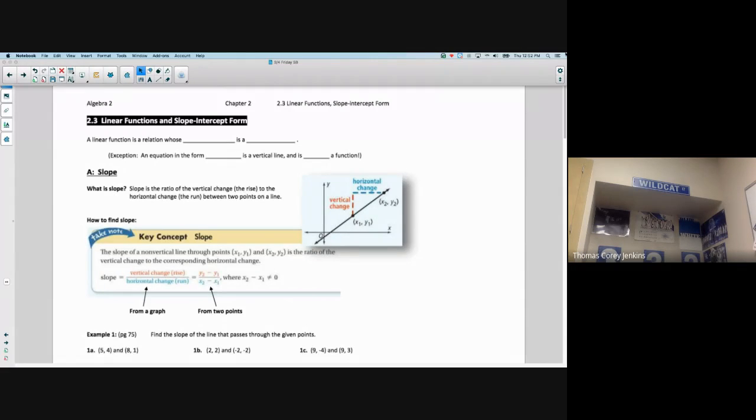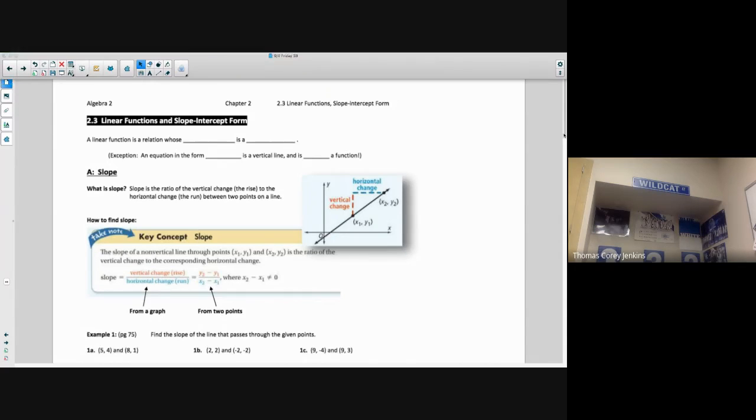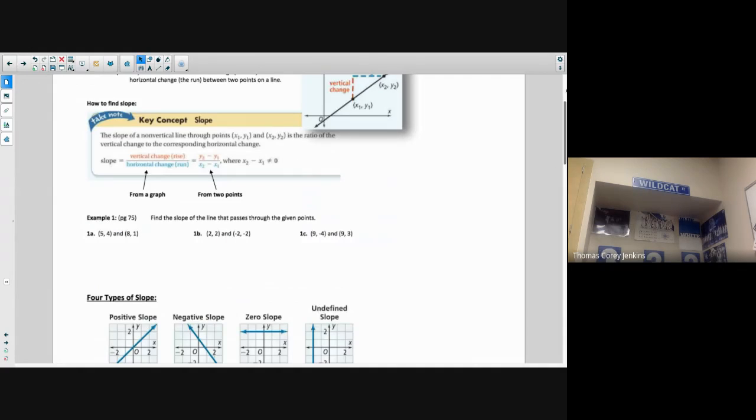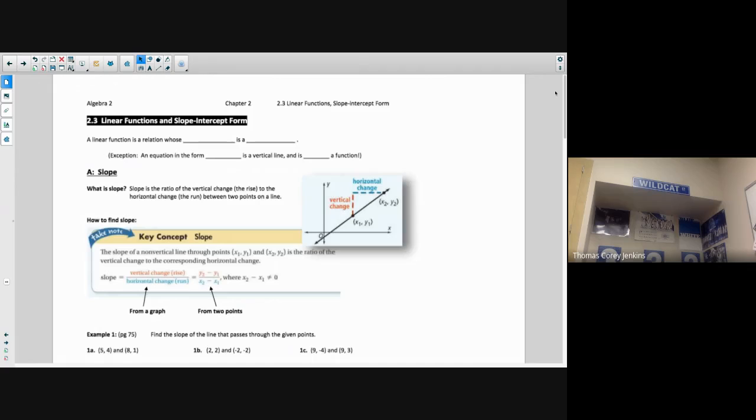This will be your lesson for 2-3, which is about linear functions in slope-intercept form. So I'll go ahead and get right to it. Your learning target for this would be that you could develop an equation for a line in slope-intercept form if given a graph. And vice versa. So you could also develop a graph given an equation.